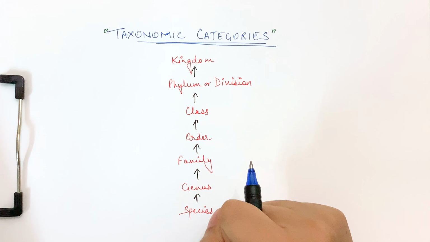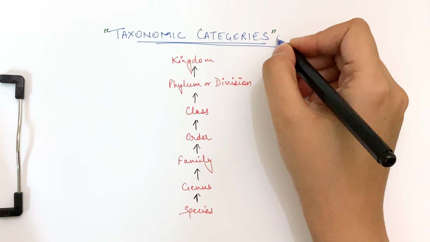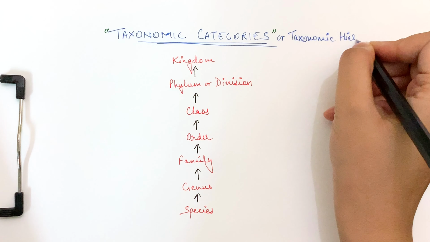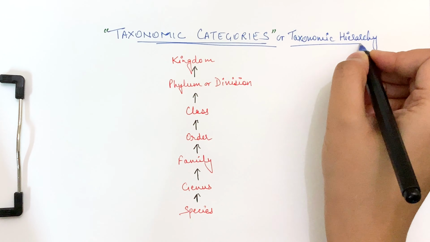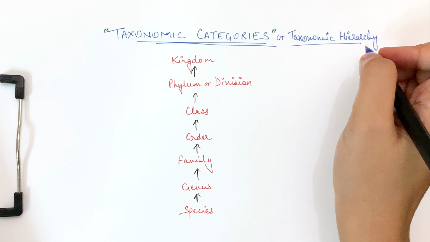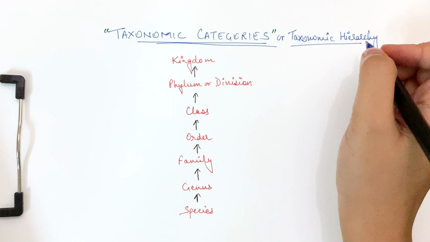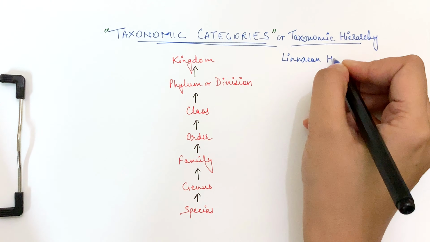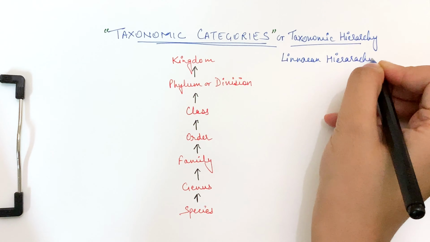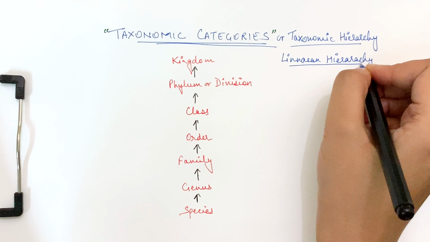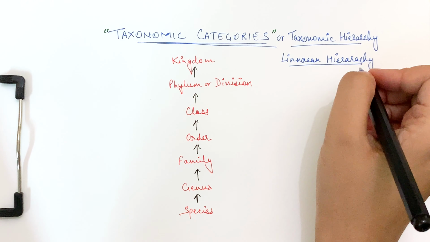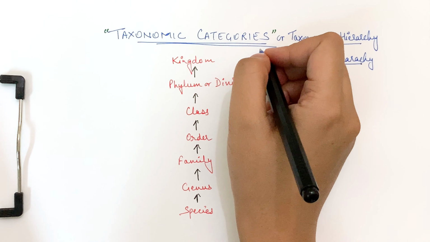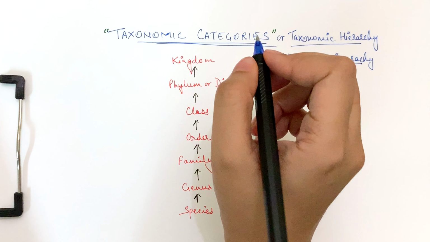So in this video, we are going to discuss taxonomic categories or taxonomic hierarchy. Okay, so what is this taxonomic categories or hierarchy? First of all, it is also called linear hierarchy, as it was first proposed by Linnaeus. Now, hierarchy or category is basically the classification of organisms in a definite sequence of categories.